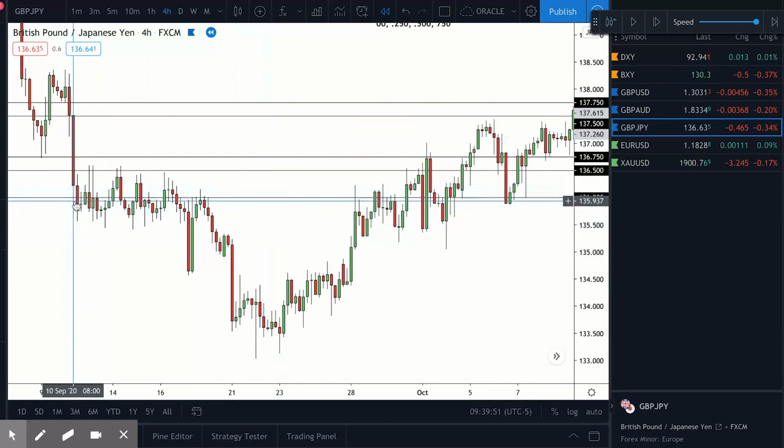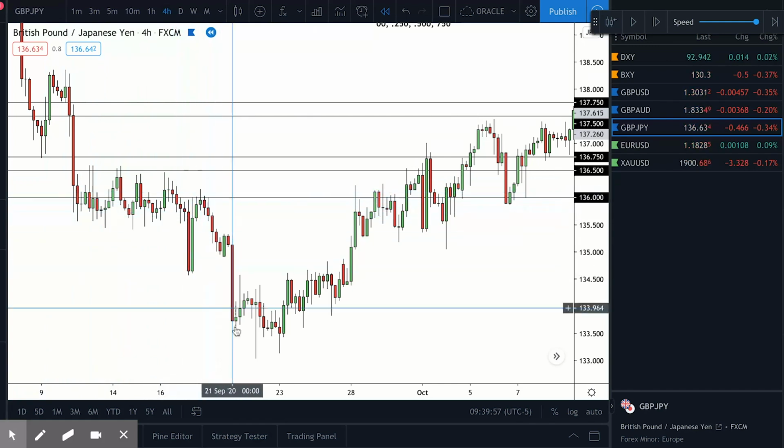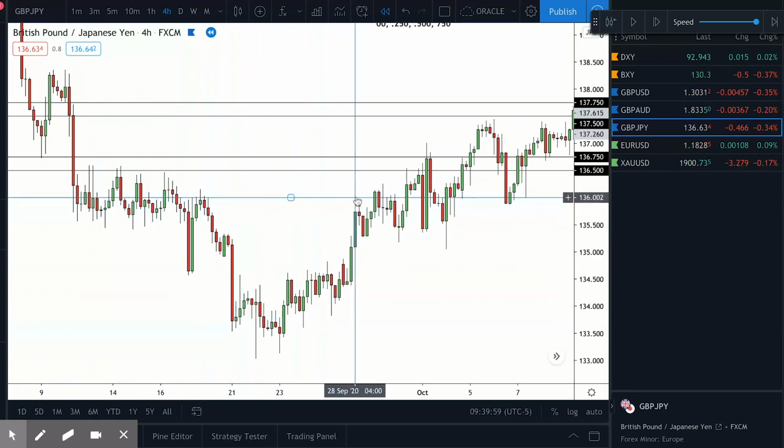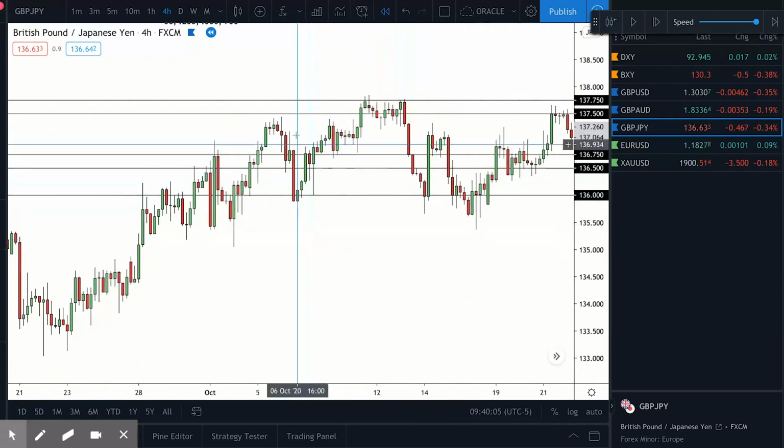We can see here numerous reactions, too many to count, where price ran around that 136 level. We then retested it and started a collapse. We came back up, retested it, price stalled again. So many reactions once again, continually retesting this level over and over again.